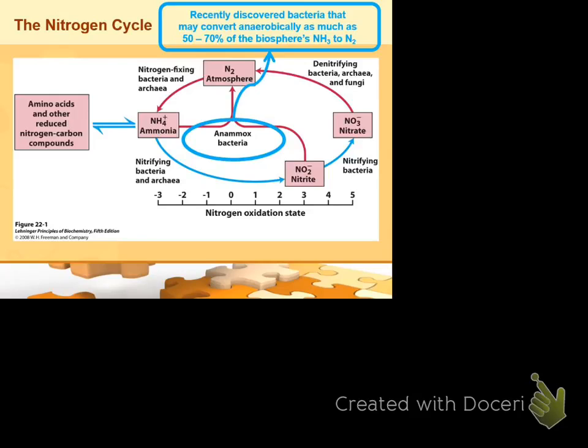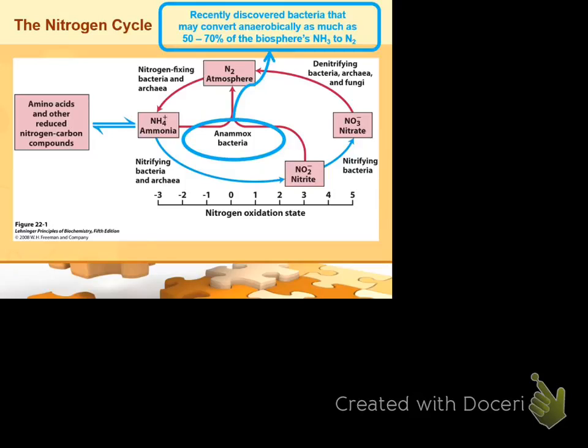And then relatively recently, I don't remember the exact years, like the 90s, early 2000s or so, they discovered that there is a type of bacteria called the Anammox bacteria, and they think that they convert anaerobically more than half of the biosphere's N2 from ammonia. And so they actually help make the nitrogen that's in the atmosphere that then gets used by other bacteria to make the ammonia and to help keep the cycle up.